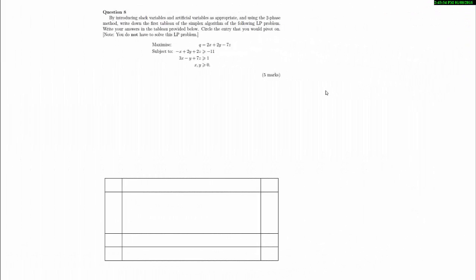Okay, so we're looking at question 8 of the 2014 exam. By introducing slack variables and artificial variables as appropriate, and using the two-phase method, we aim to write down the first tableau of the simplex algorithm of the following LP problem given here, and we write our answers in this tableau provided. And finally, we have to circle the entry that we'll pivot on.